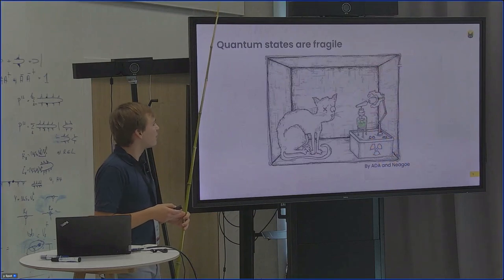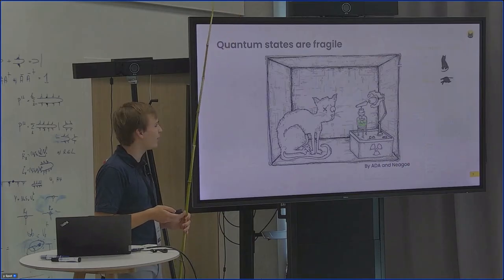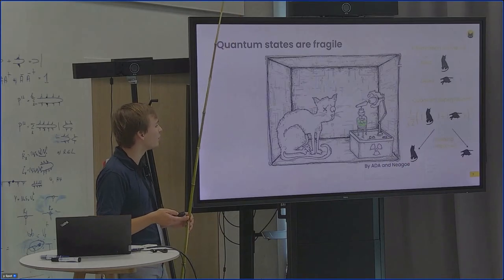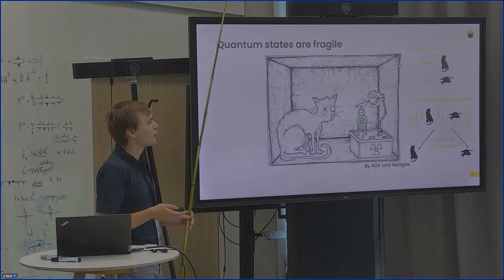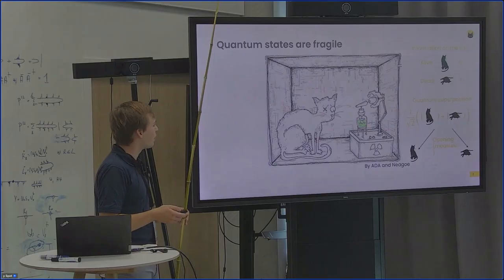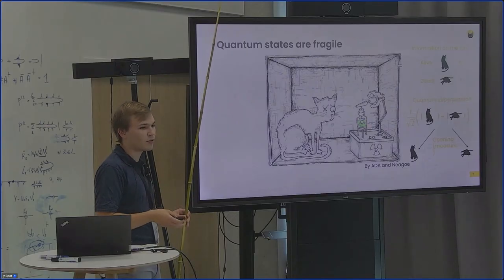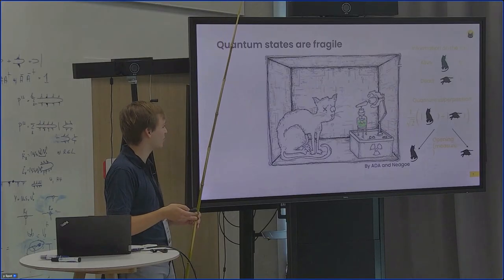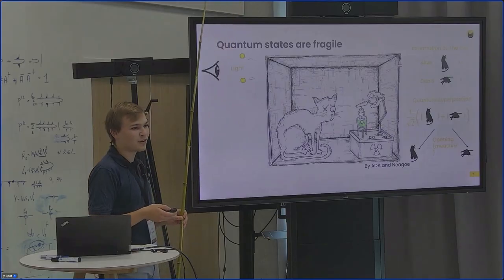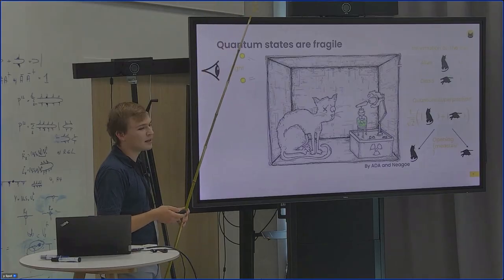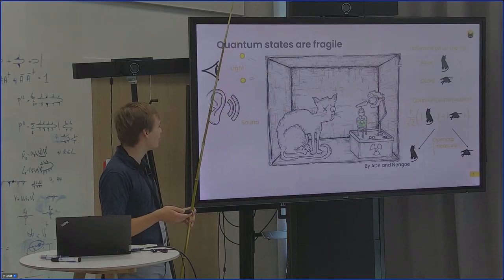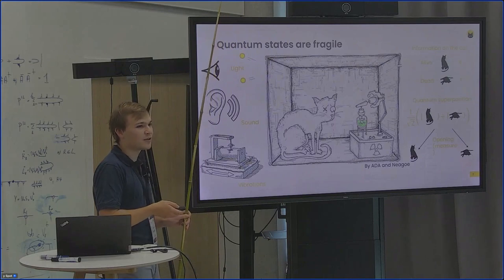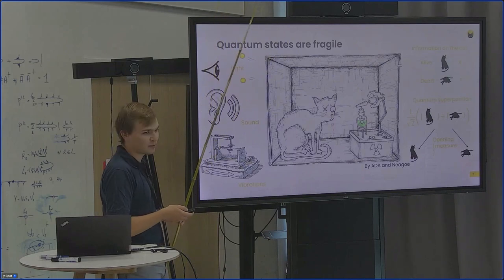But this comes from the fact that quantum states are fragile. If you think back to the Schrödinger cat experiment, your cat is in a superposition of dead and alive, and the thought experiment assumes that the interaction with the outside world only happens once you actually measure your system. But a lot of things can go wrong before that. For example, it can emit light differently depending on whether the cat is dead or alive. So the cat can make noise, or it can vibrate, which will actually destroy the superposition in your system.